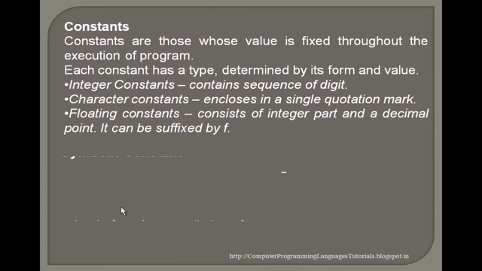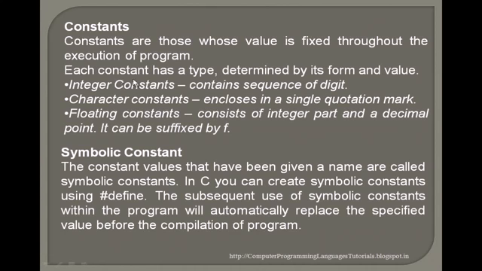Here are some concepts: constants, integer constant, character constant, floating constant. Integer constant means what? A sequence of digits. Character constant must be enclosed in single quotation marks, and if you have a set of characters, then double quotation marks or double quotes. Floating constant is suffixed by f, like 2.5f. Symbolic constant, you can also have symbolic constant, that is hash. If you want to include, then hash include. If you want to define a global variable, then hash define. You can use symbolic constants also.